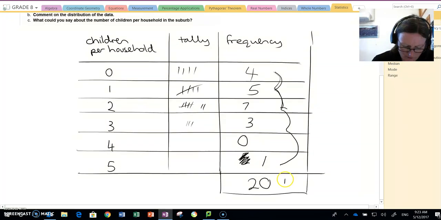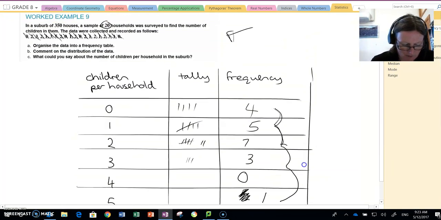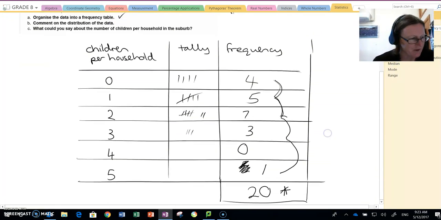Really handy to do, because if you forget a bit of data, it does change everything that we're going to learn afterwards if the data's not included in our table. So we have just organised it into a table. Let us comment on this distribution.